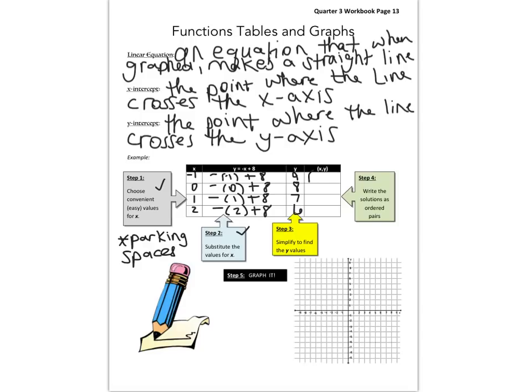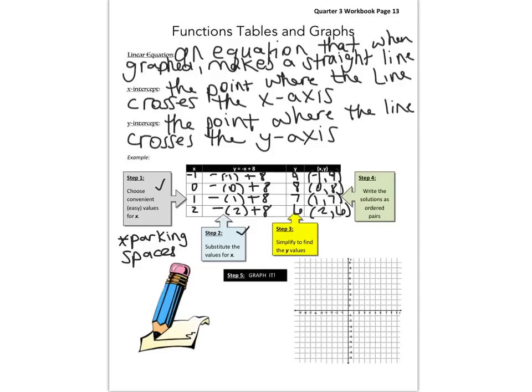Do not forget parentheses again. So (-1, 9), (0, 8), (1, 7). Do you see where I'm getting those ordered pairs from? So my x's are from the x column. The y's are from when I solved it and got the y's.